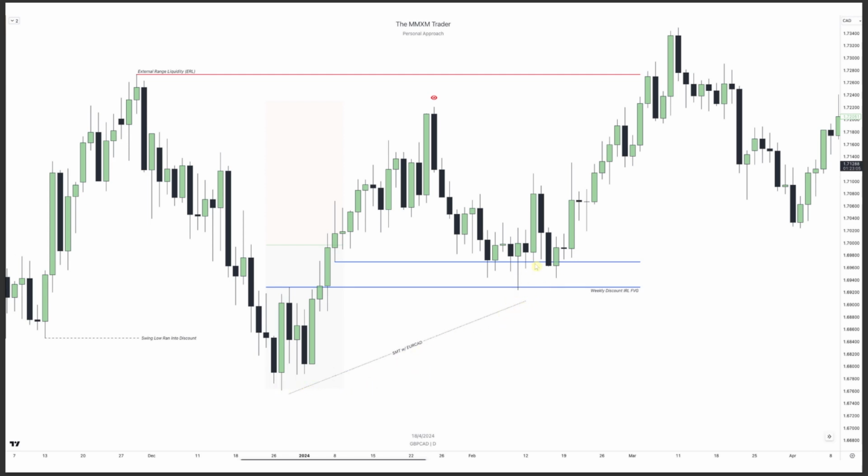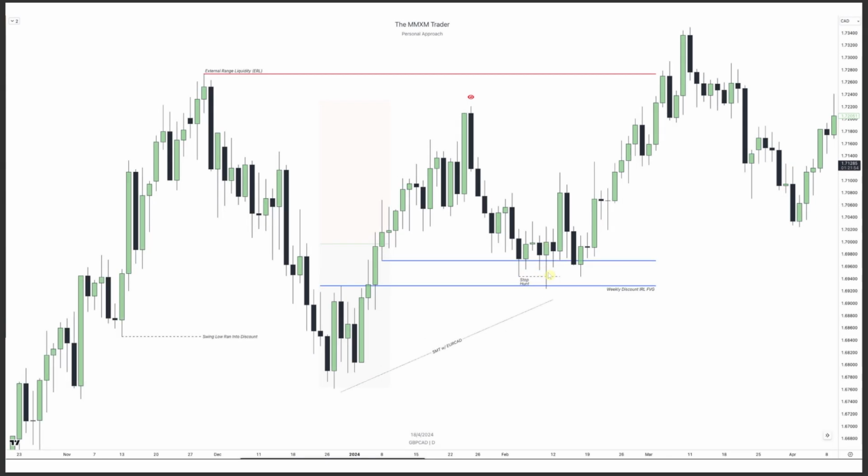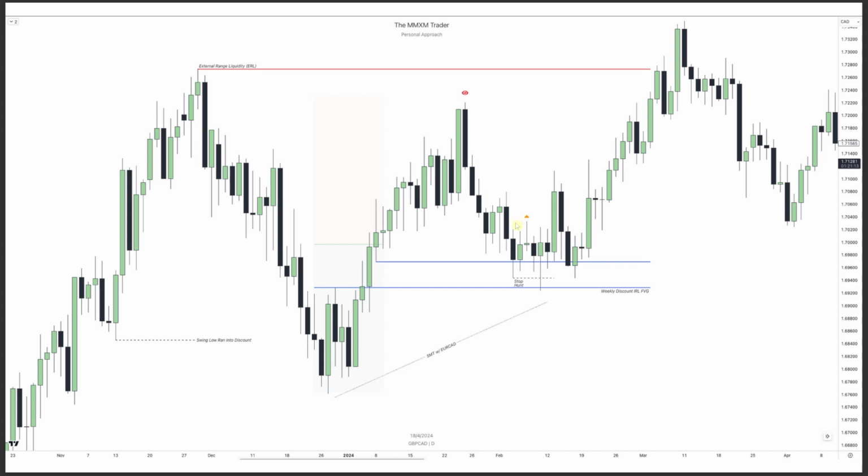So what can we see in this little piece of price action over here? We hit that weekly discount internal range fair value gap first, right? And see what happens over here. We have a stop hunt within that discount internal range fair value gap, which is on the weekly, right? And then we see price move up. Break of structure happens over here after that stop hunt.